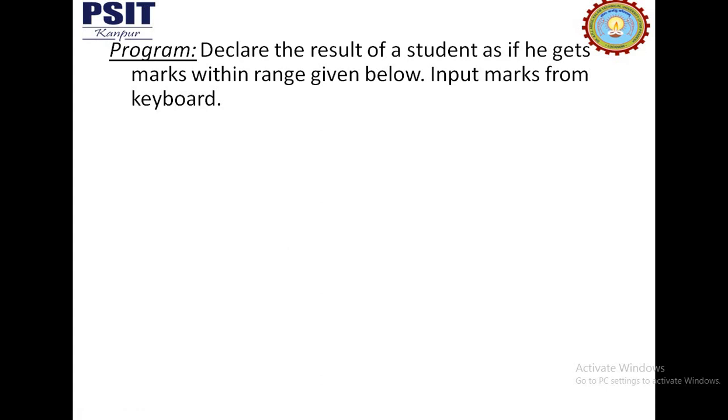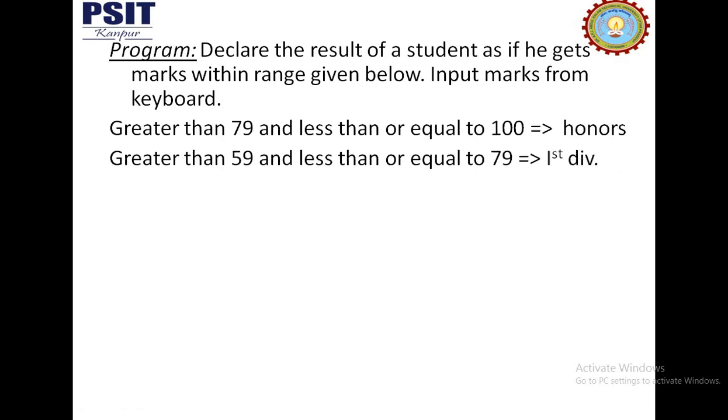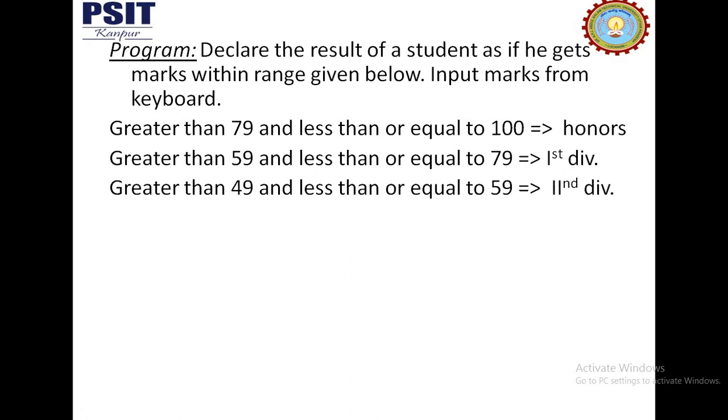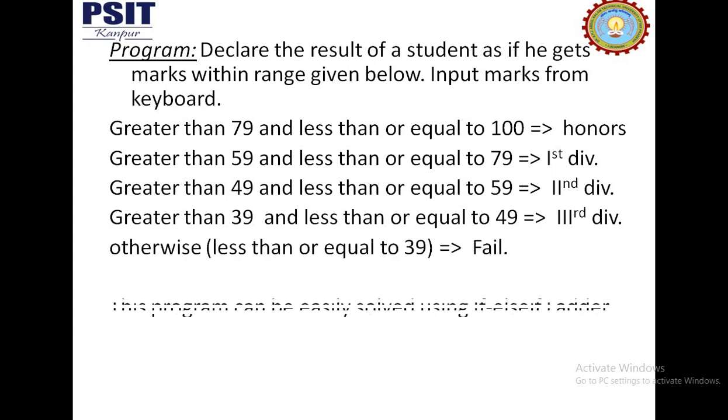Declare one very popular program, an essential program for all C students. Declare the result of a student when marks are given within a proper range. Suppose the student has obtained some marks, and you have calculated the percentage by getting the average of all subjects. If the percentage of marks is between 80 and 100, it is honors; 60 to 79 is first division; 50 to 59 is second division; 40 to 49 is third division; otherwise fail. So the values should lie within these ranges.